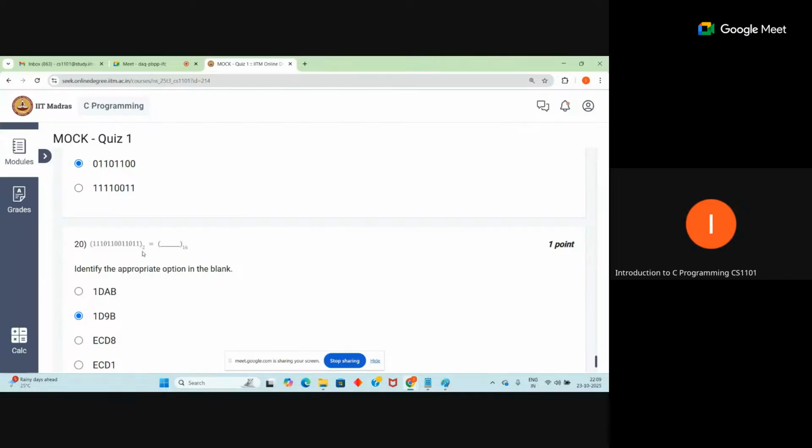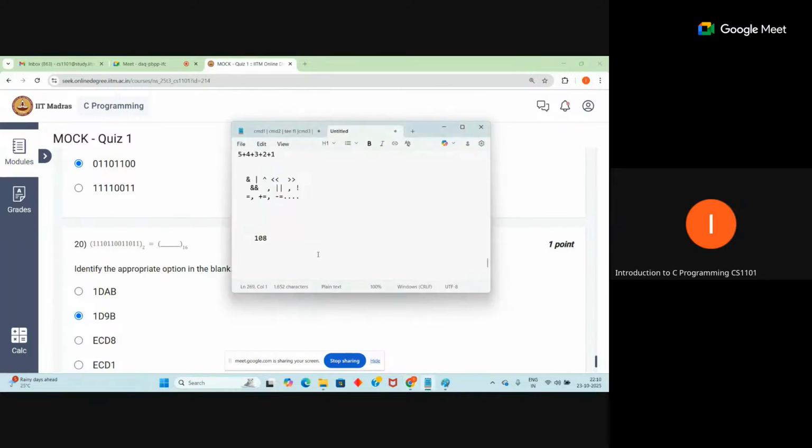So you are given a binary value and you are asked to convert it into hexadecimal. I already told you: hexadecimal means 16, and 16 is nothing but 2 power 4. That means each hexadecimal digit is represented using 4 bits in binary. So you divide the given binary number into groups of 4 bits each and write the equivalent hexadecimal value. Now you tell me this value.